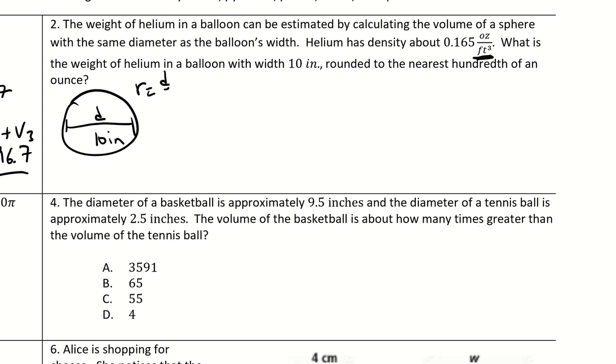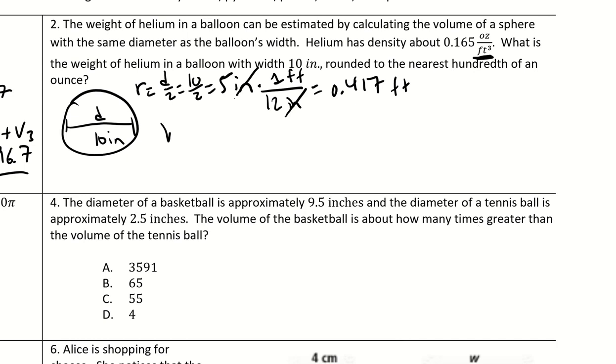So the radius is half of the diameter, right? 10 over 2 is 5 inches. But then we have to convert inches to feet. Remember, there are 12 inches in 1 foot, so the inches cancel out. Basically just take 5 divided by 12, which is 0.417-ish feet. That's the radius of the balloon. The reason we need that is because the volume of a sphere, which a balloon is going to be, is 4/3 pi r cubed. So we have 4/3 pi times the radius cubed. We're going to do that on the calculator and see what we get.